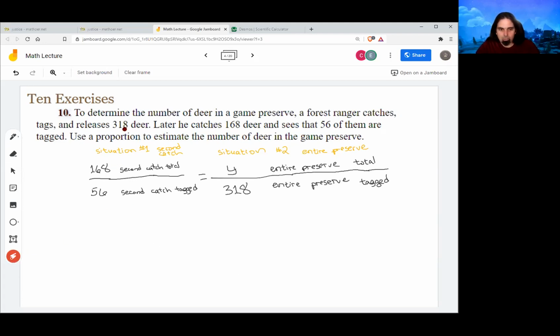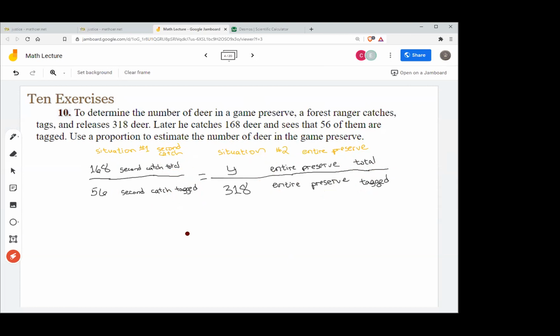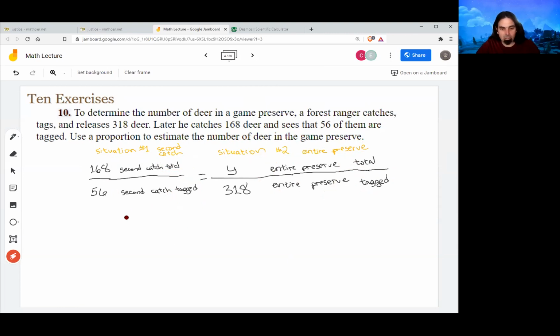So look at the symmetry. This situation is the second catch. This situation on the other side is what's in the entire preserve. And on both situations, total is on top and tagged is on the bottom. Does that make sense? Yeah. So yes, Sequoia had set it up right. If you just put deer everywhere, then maybe you flip these numbers and put the 56 on top and you don't know it. But yes, this is the right way to set up the 4 things.